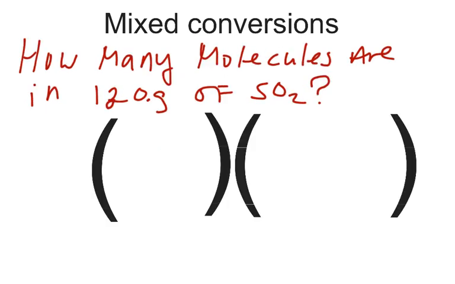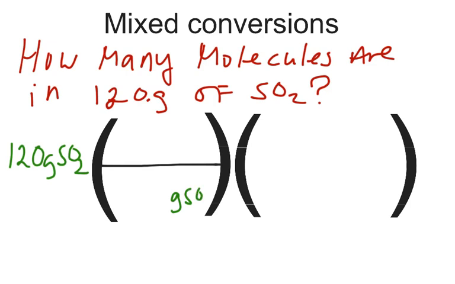What's new to us is setting up another conversion factor to take us to that extra step. On our next slide, we have the same problem. How many molecules are in 120 grams of SO2? We put the 120 grams of SO2 on the outside, and we set up a conversion factor, so we put our line here. We want to cancel out grams of SO2, so we put grams of SO2 in the bottom.